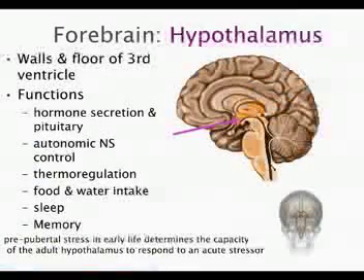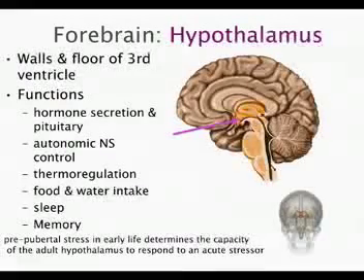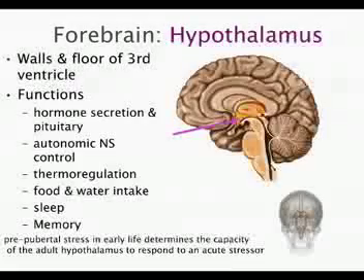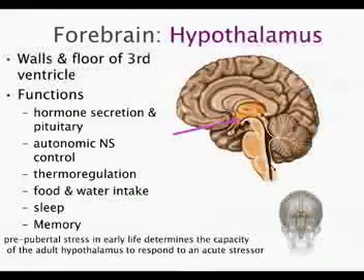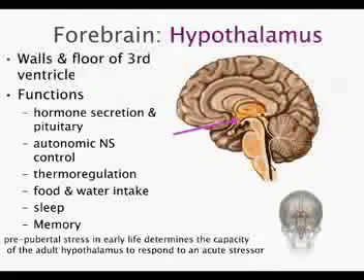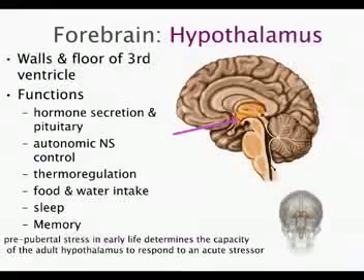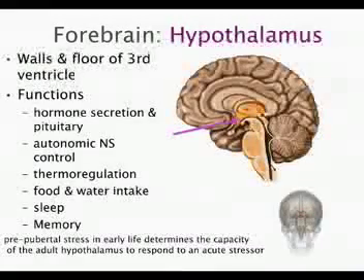The next structure is the hypothalamus. Remember that hypo means below, so this is a structure that's below the thalamus. And again, I just want a real brief definition of it. You can talk about autonomic nervous system control, sleep regulation, thirst, hormone secretion, and you're really going to get into a little bit more detail in 202.